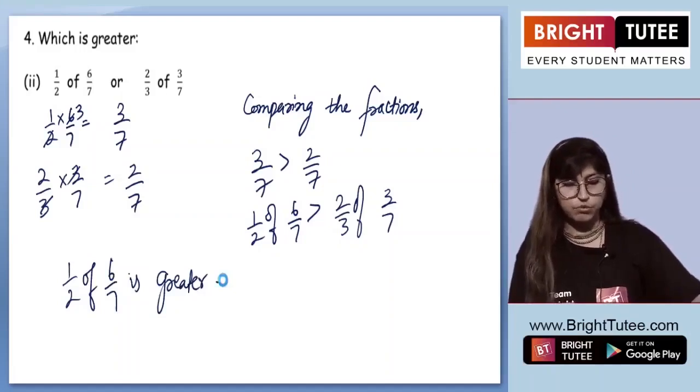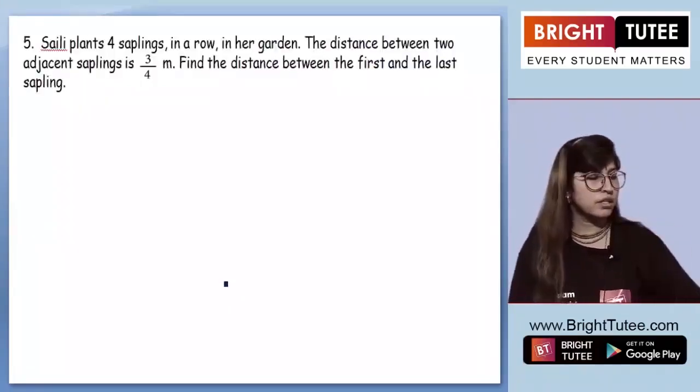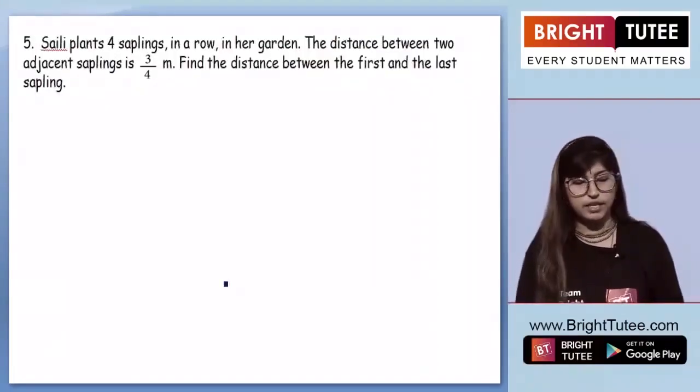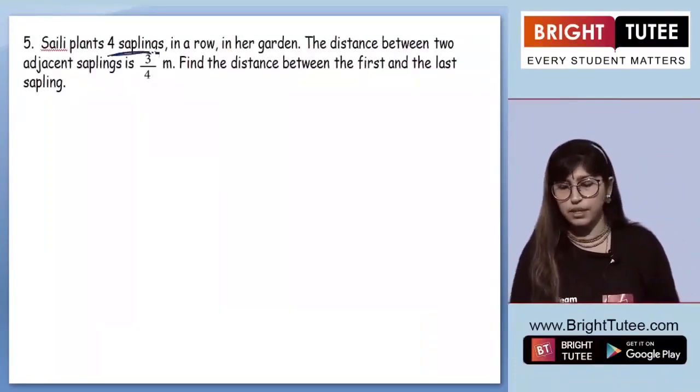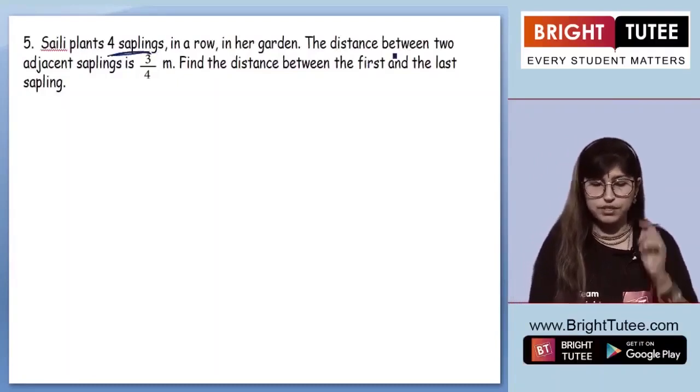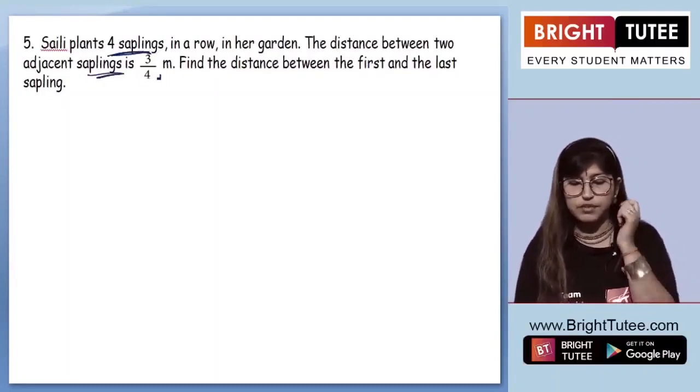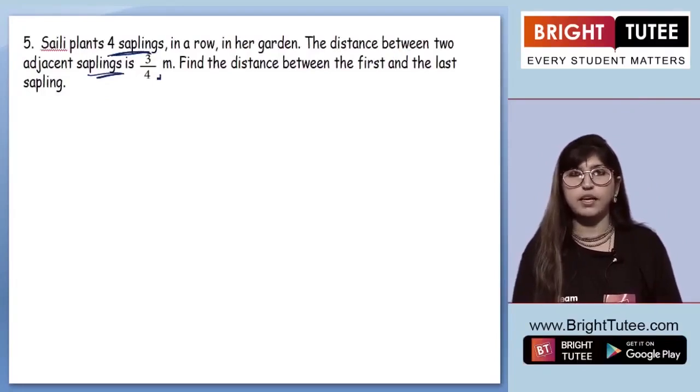Now, let's move on to the fifth question. The fifth question says that Shelly plants 4 saplings in a row in her garden. The distance between two adjacent saplings is 3/4. Find the distance between the first and the last sapling.